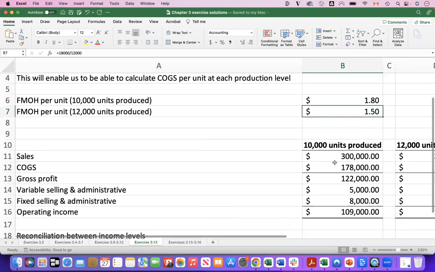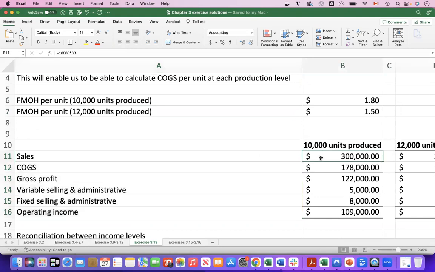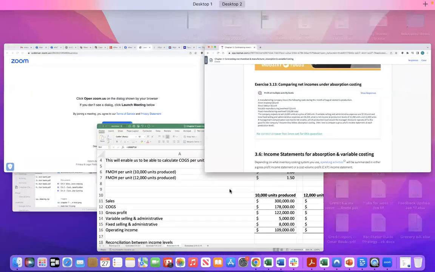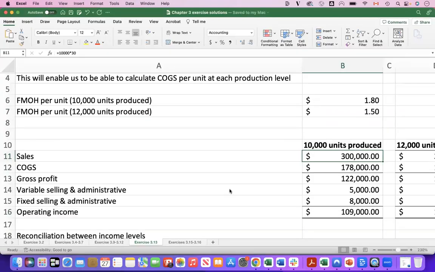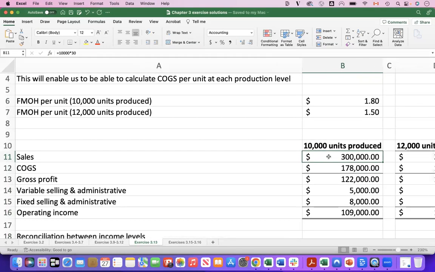So let's first focus on how do we come up with operating income at 10,000 units produced. And like I recommended, prepare a gross profit income statement. It doesn't have to be fully extensive, but this is sufficient. Sales, that's an easy one. The number of units sold, I believe in the question, says they sold 10,000 units. Each unit was sold for $30 a piece, so they're going to generate sales revenue of $300,000. That's not going to differ for 12,000 units produced or 10,000 units produced, since we're dealing with the number of units sold, not produced there.